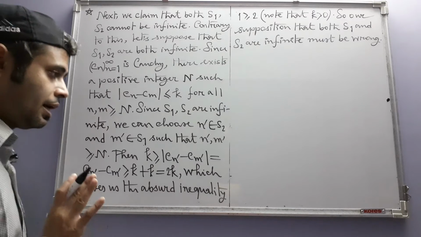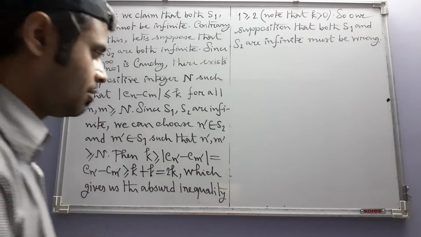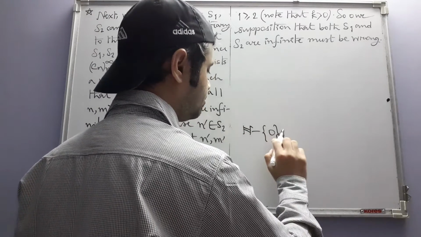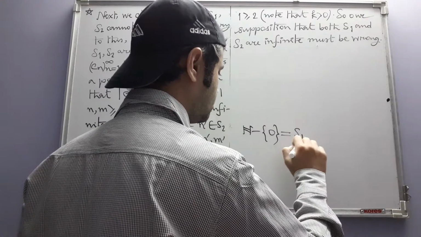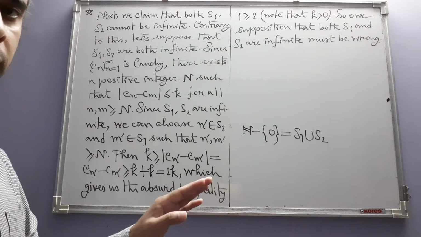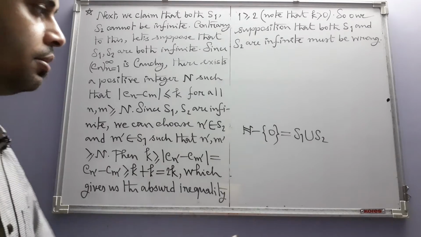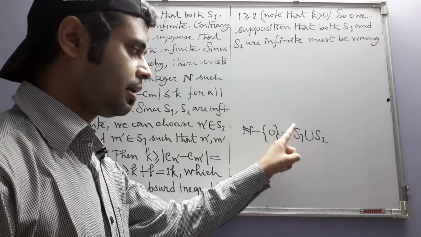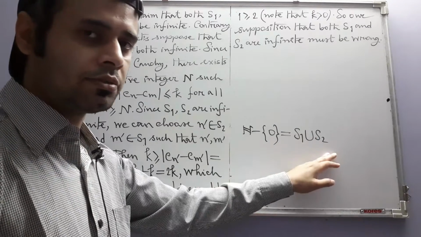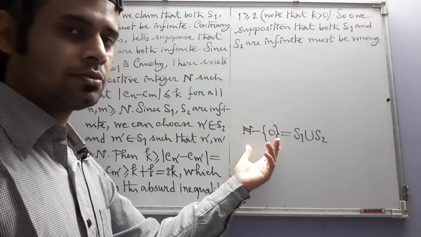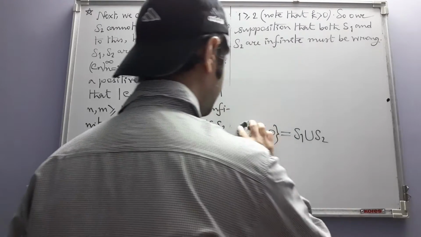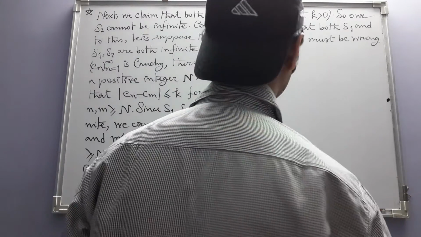Oh, I should not say at least one of them has to be finite, because we have already seen that the set of all positive integers is the union S1 union S2. Now that we have proved that both of them cannot be infinite, one of them has to be finite and the other has to be infinite, because otherwise if both of them are finite, the union will be finite, proving that this set is finite, which it is not. So that's why now one of them will be finite and the other will be infinite.